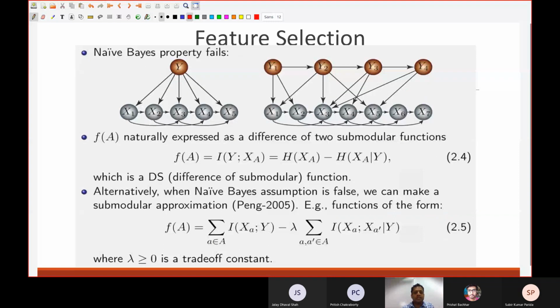However, what you often do is you boldly go ahead and say, even without naive Bayes, let me try and minimize this. Why? Because actually it's a difference of two submodular functions. H of XA given Y is also submodular, for a fixed Y. Because it's just a conditional distribution. Conditional entropy is the same as entropy where you're conditioning on one Y.